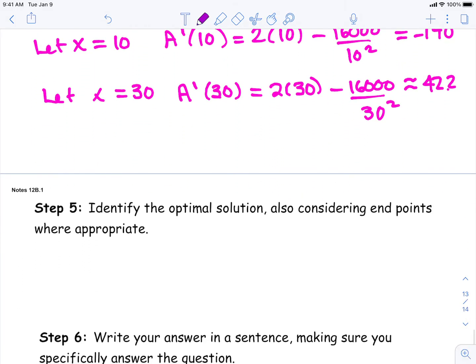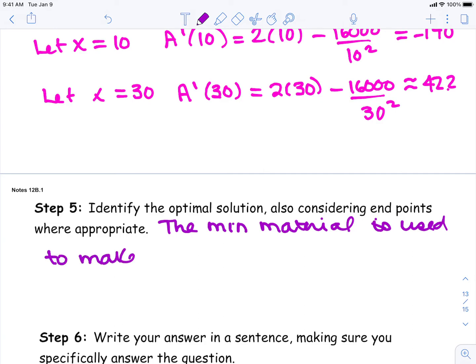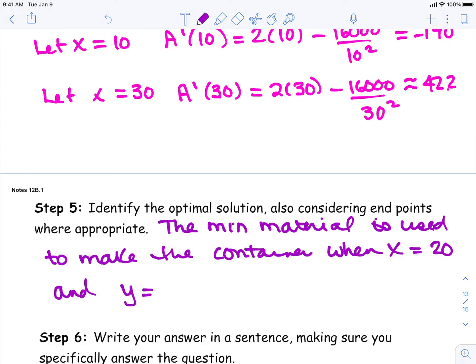All right, so step 5 says identify that optimal solution. The minimum material is used to make the container when x equals 20, and when we substitute in for y in the y equation, what do we get? We get 10.